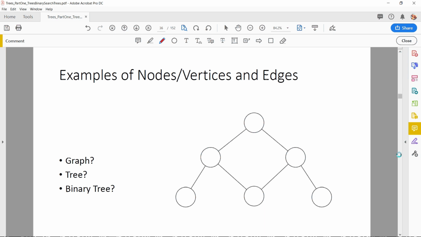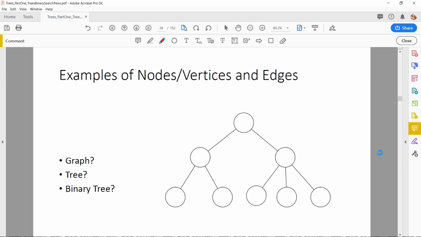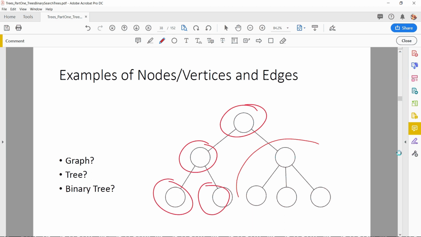So is this a graph? Yes. Is it a tree? No, because it has that cycle. And if it's not a tree, it can't be a specific kind of tree, so it's also not a binary tree. Is this a graph? Yes. Is it a tree? Yes, I don't see any cycles. Is it a binary tree? Again, no, because although this has 2 children, 0, 0, this one here has 3. So again, more than 2 children means that it is not a binary tree.